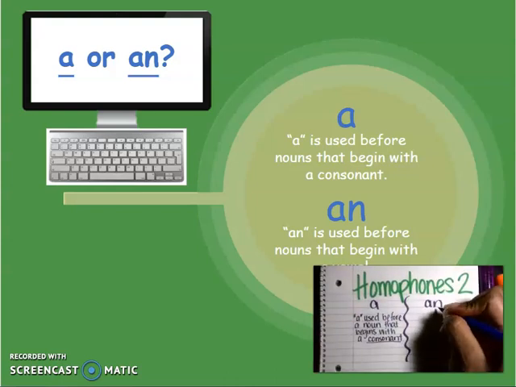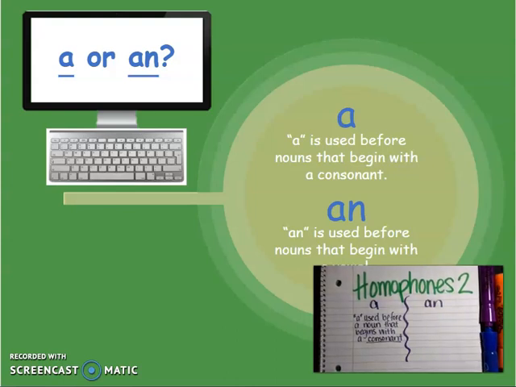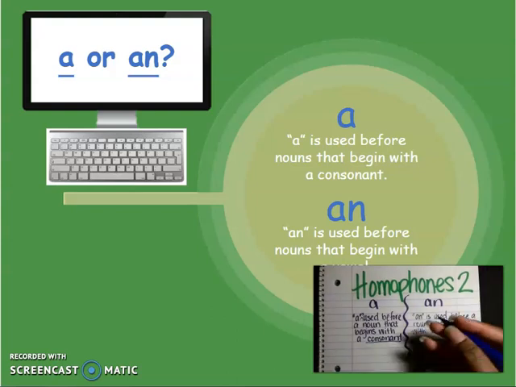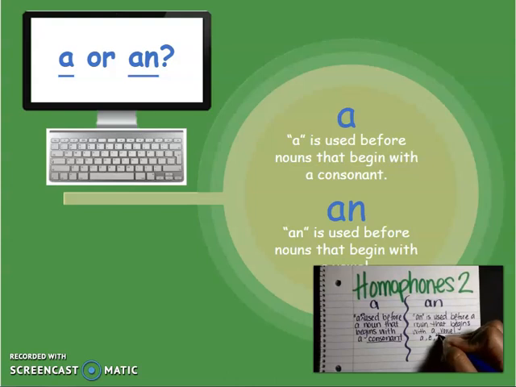But let's go ahead and write the rule for when we use an. It is used before a noun that begins with a vowel. Okay, quick review. We need to know what those vowels are. So I would like for you to draw a little arrow and we're going to list the vowels. We have A, E, I, O, U. Sometimes they say sometimes Y, but just for this rule, we do not use an in front of a Y noun, so we're just going to use it like this.